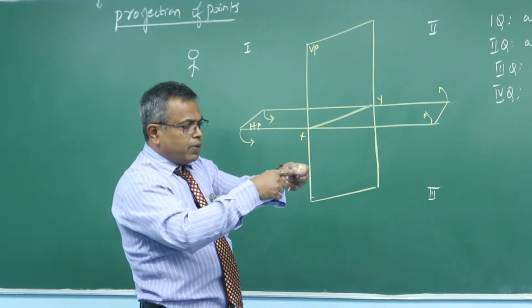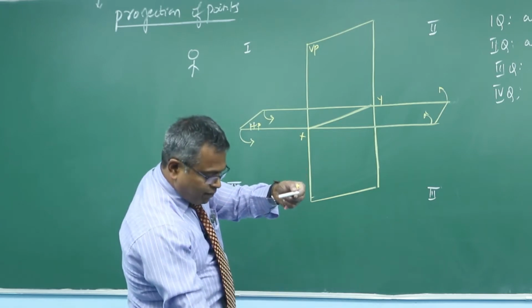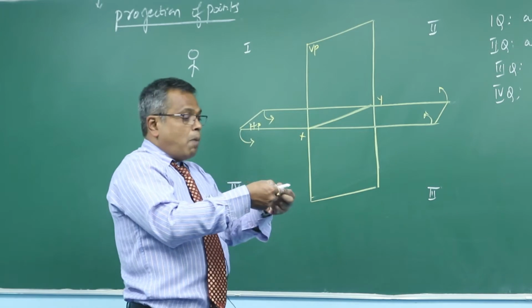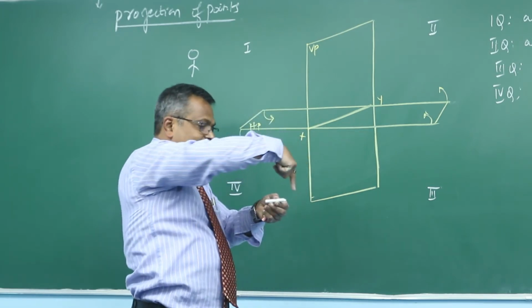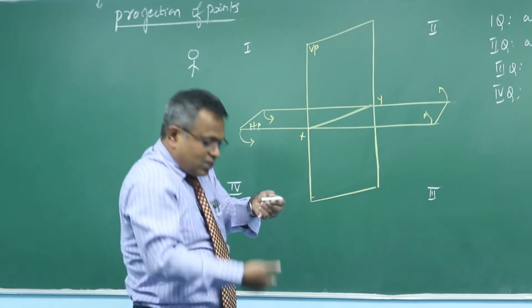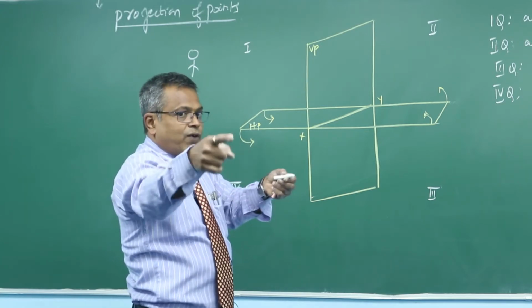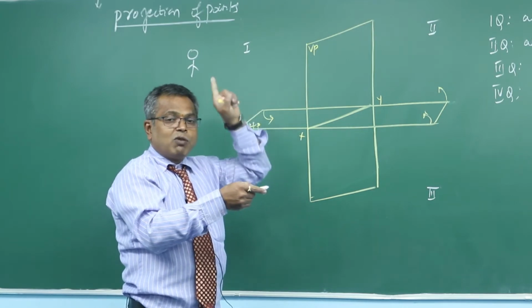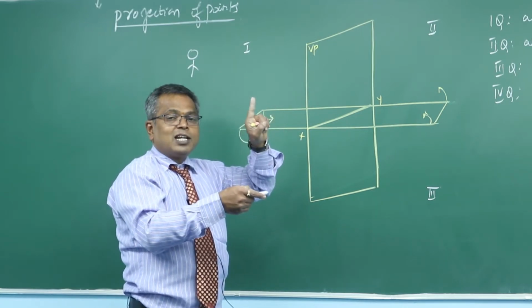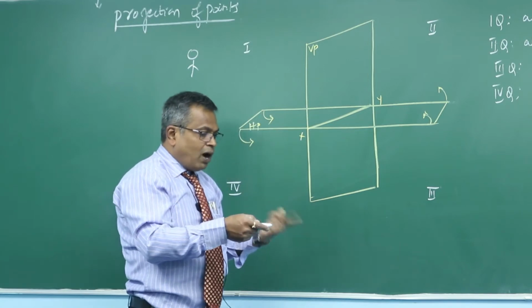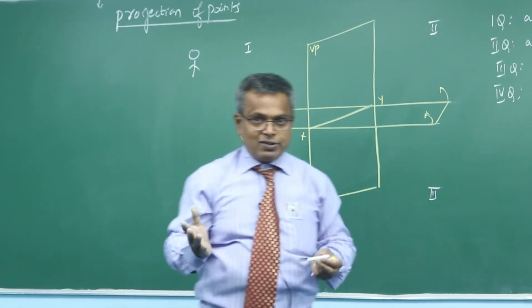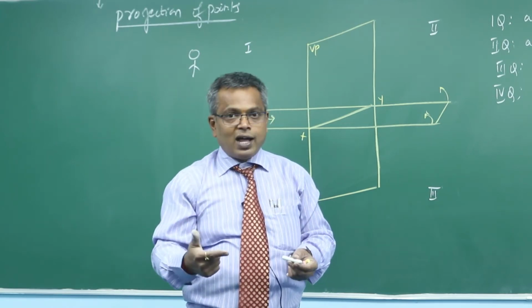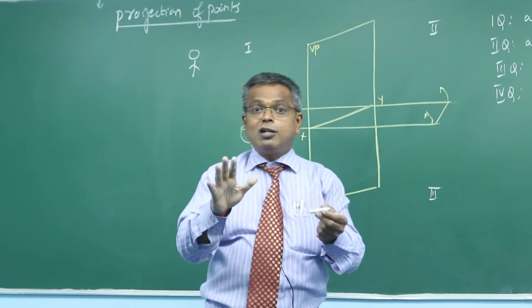In the front view, I can read the distance from HP, that means 10 millimeter, but not this distance. But in the top view, I can read the distance from the vertical plane, but not the distance from the horizontal plane. The front view is always projected on the vertical plane. It is denoted by the letter A dash, because conventionally, when locating a point on three different planes, the front view on VP is written with a dash, the top view on HP without a dash, and the side view with a double dash, but all letters are small letters.